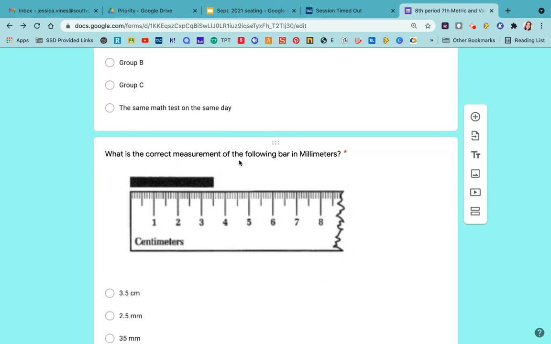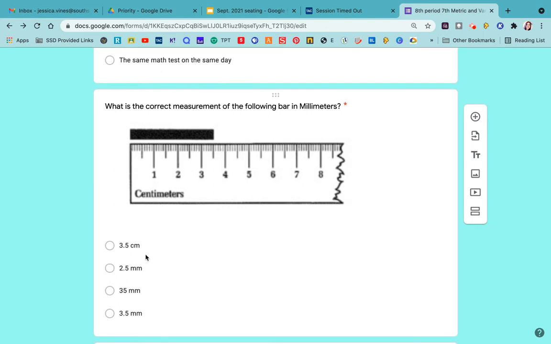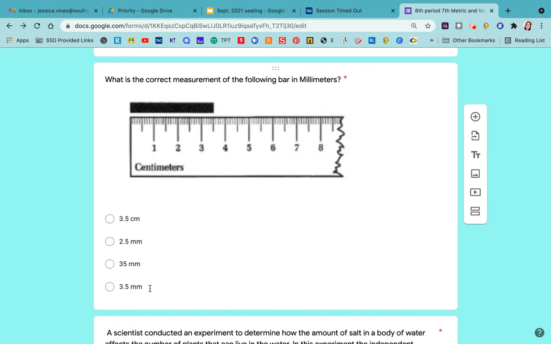What is the correct measurement of the following bar in millimeters? Here's your centimeter metric ruler. Here's your bar. Is it 3.5 centimeters, 2.5 millimeters, 35 millimeters, or 3.5 millimeters?